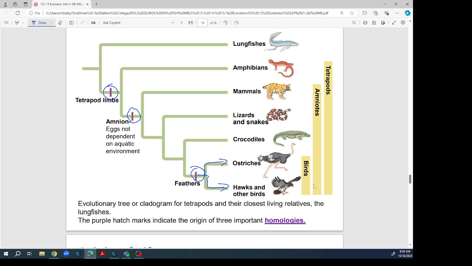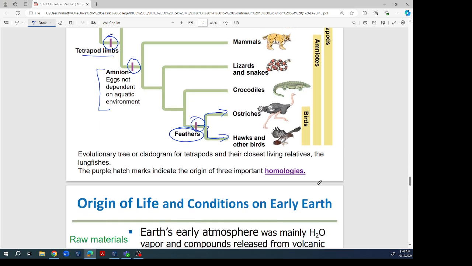And so, having four limbs, having eggs not dependent on an aquatic environment. So there could be eggs, or there could be internal development of the offspring. Feathers, another important homology here. And so we'll take a look more at these trees of life, or the different homologies, and see how the organisms can be thought of as being related to each other.